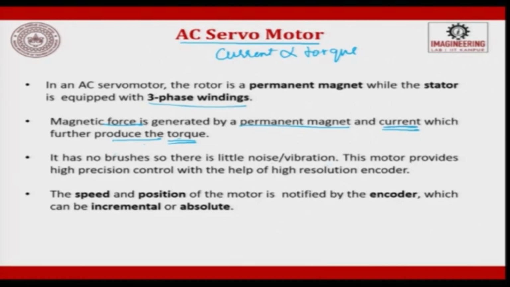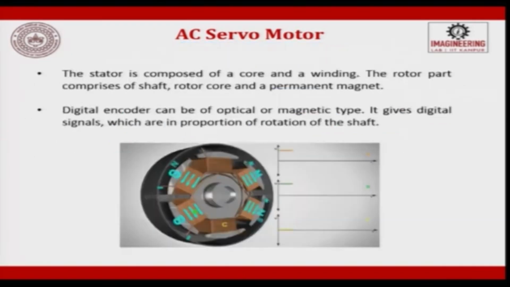AC servo is very much used today. This motor provides high precision control with the help of high resolution encoders. The speed and position of the motor are notified by encoders. We will see what these encoders are, which can be both incremental or absolute. So, this is the animation for the AC servo motor.